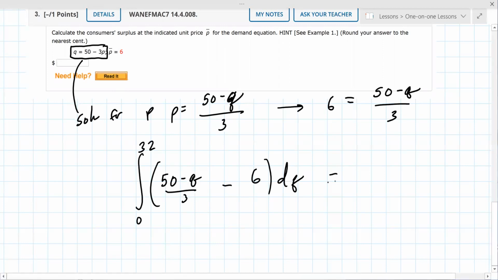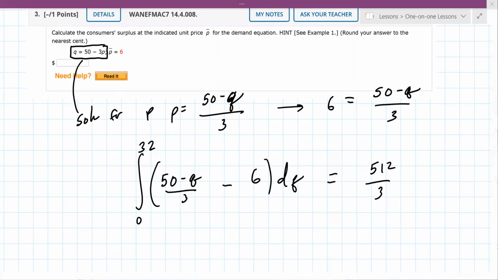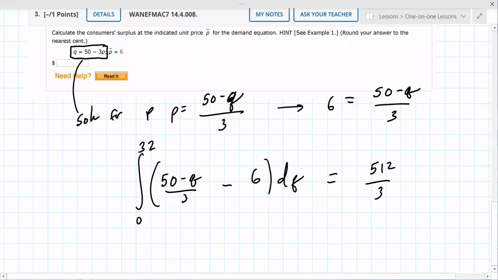So I get 512 divided by 3. Does it ask you to round? Got 170. Yeah, so you got the rounded answer there, which is correct too, 170.67. All right. So 4, do 4 next.